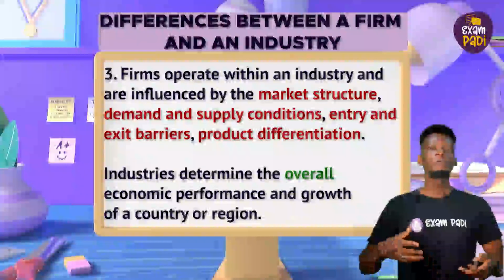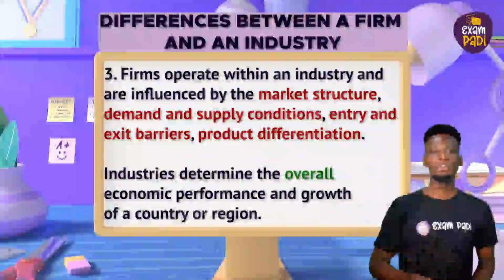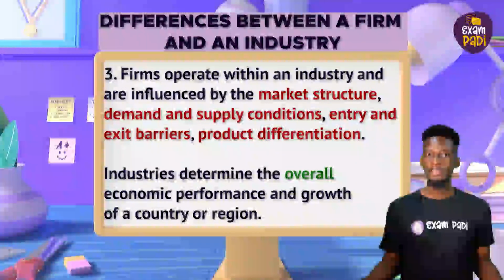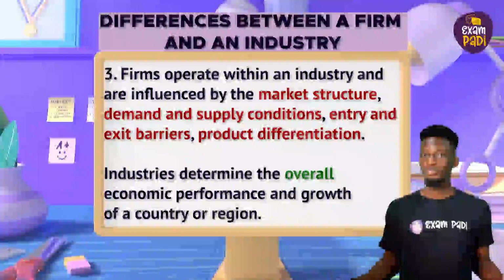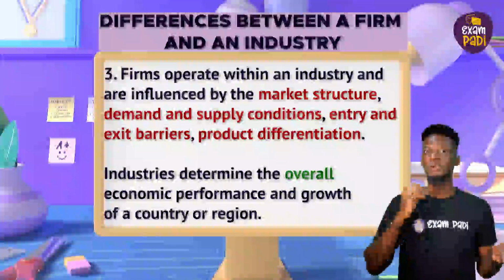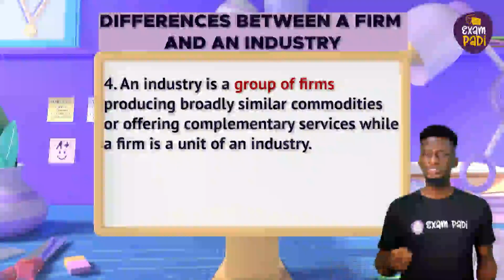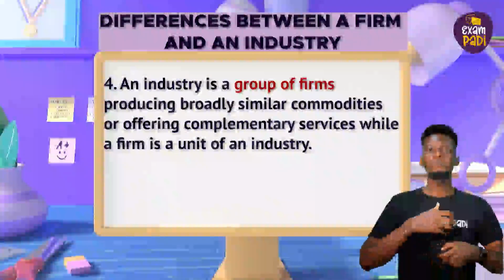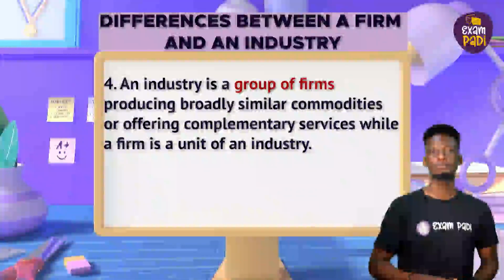3. Firms operate within an industry and are influenced by the market structure, demand and supply conditions, entry and exit barriers, product differentiation, and so on. Industries determine the overall economic performance and growth of a country or region. 4. An industry is a group of firms producing broadly similar commodities or offering complementary services, while a firm is a unit of an industry.